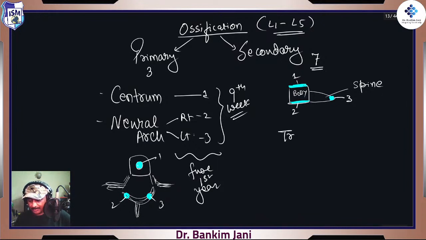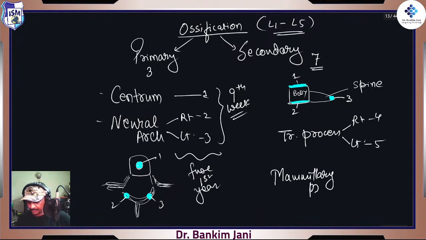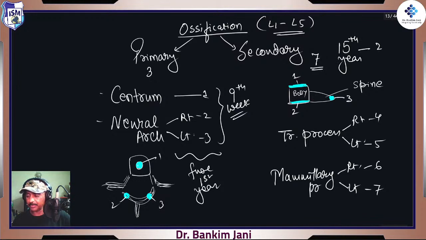Then the transverse process. Now for the transverse process, we have right and left. So that is 4th and this one is 5th. And finally, those projections in the form of the mammillary process, again right and left. This is 6 and that is 7. Remember, these secondary ossification centers appear by the 15th year and they fuse by the 25th year.